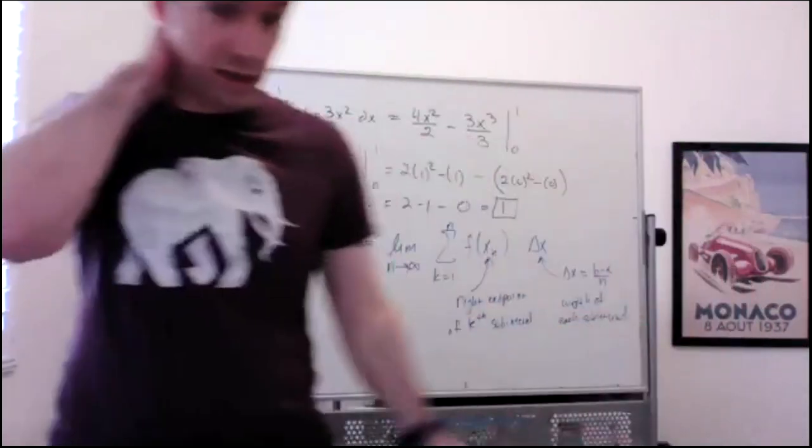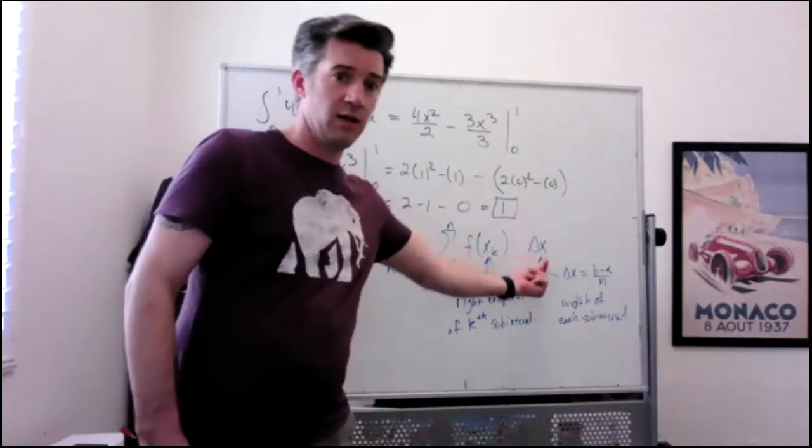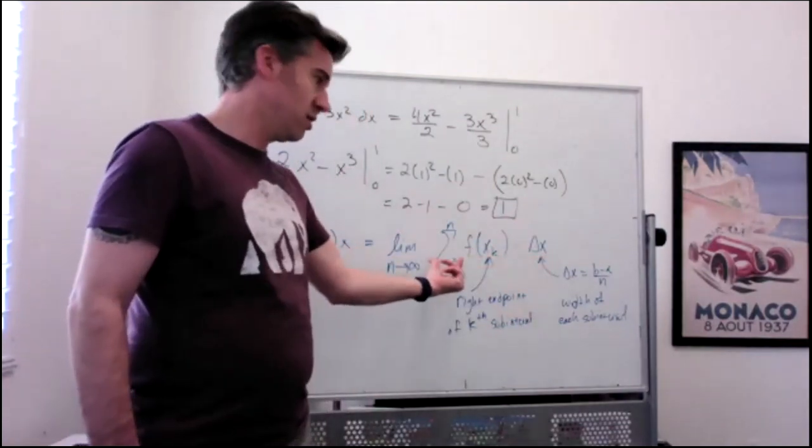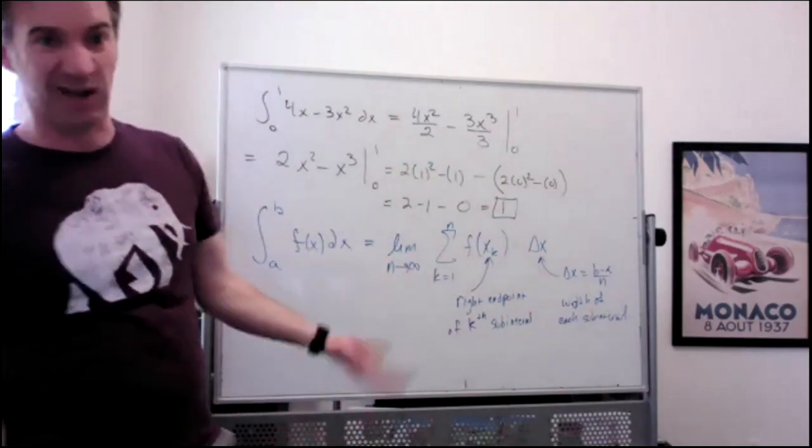And that is your limit definition of the integral. And that's what we've been doing in these last couple of examples. We found the f of x sub k times delta x. We wrote it in sigma notation. We simplified it. And then we took the limit and got a real number that was the actual area under the curve.